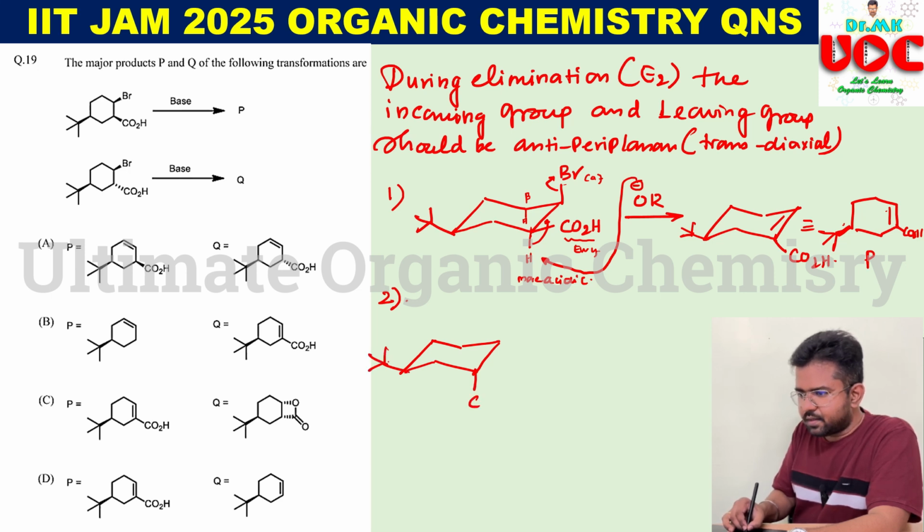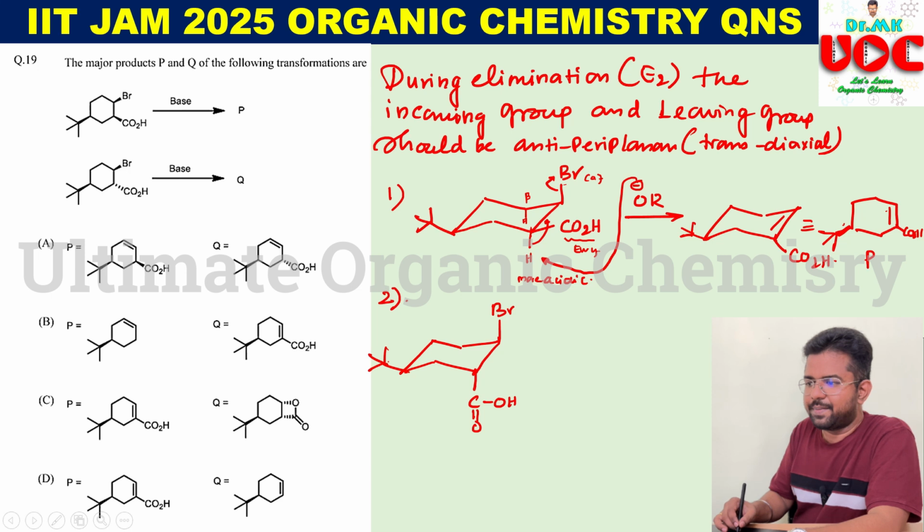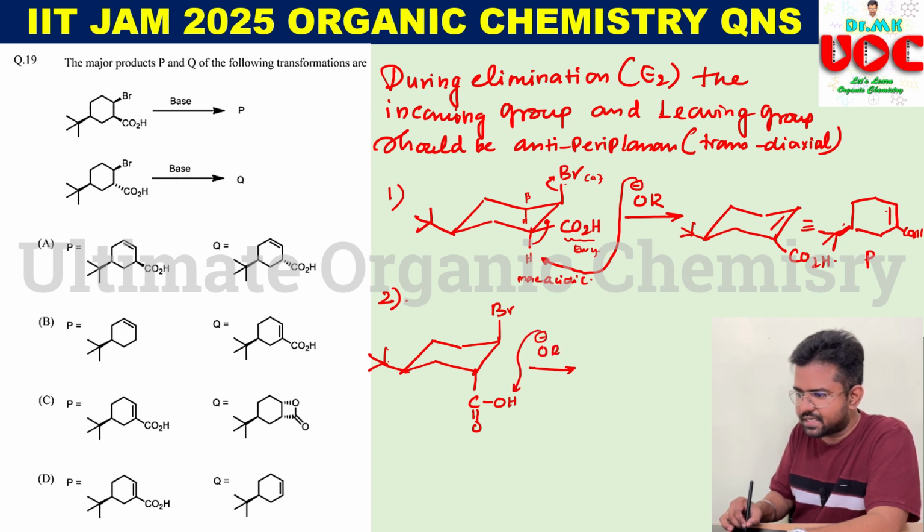In this case, the CO2H, that is a carboxylic acid, is present at the axial position, and bromine also occupies an axial position. That means these two are trans-diaxial with each other. So what happens initially when you treat with a base, the base takes this acidic hydrogen and it gets deprotonated.